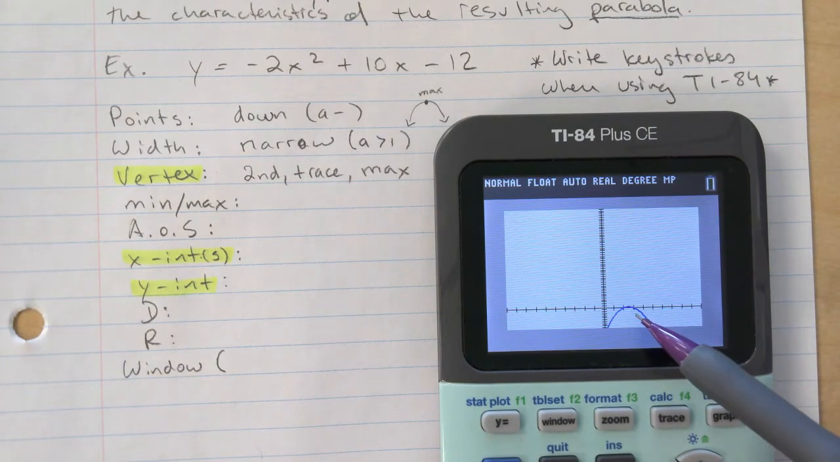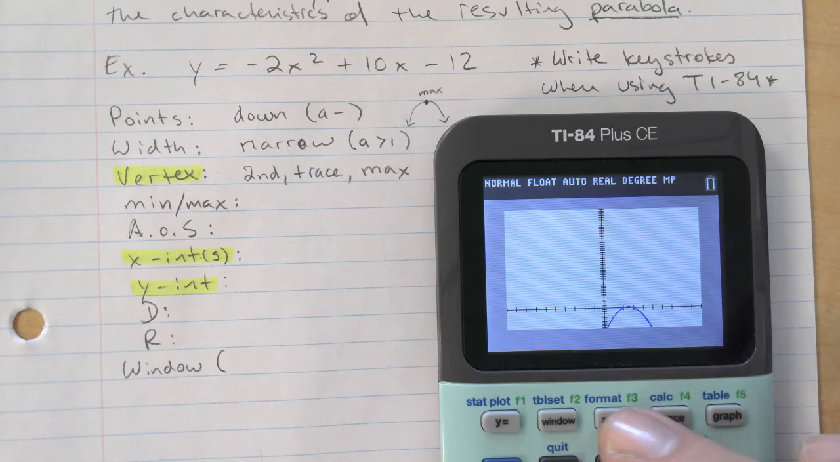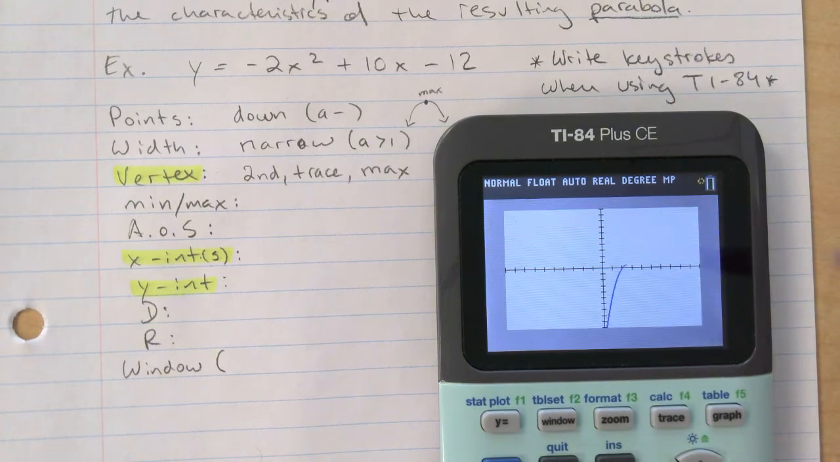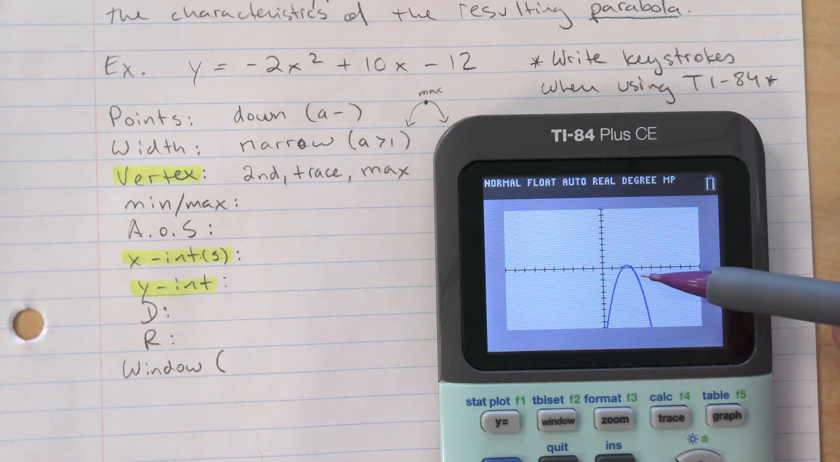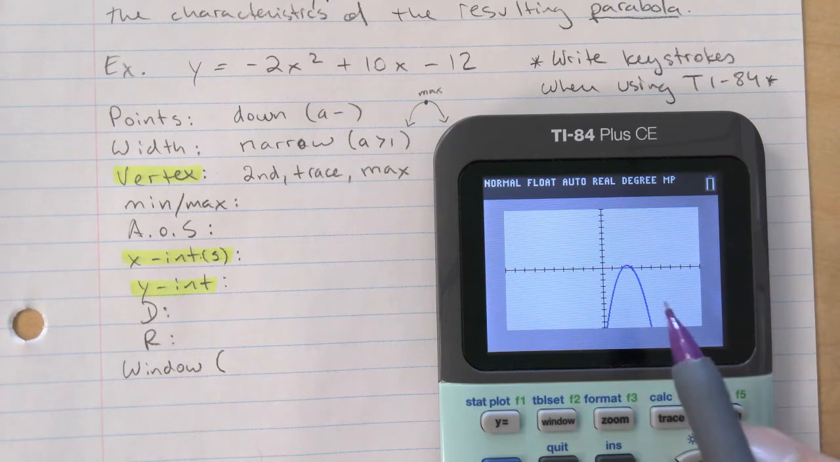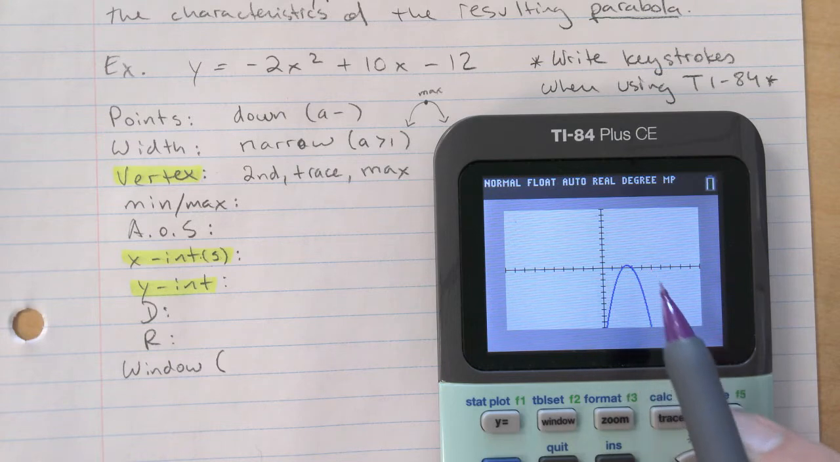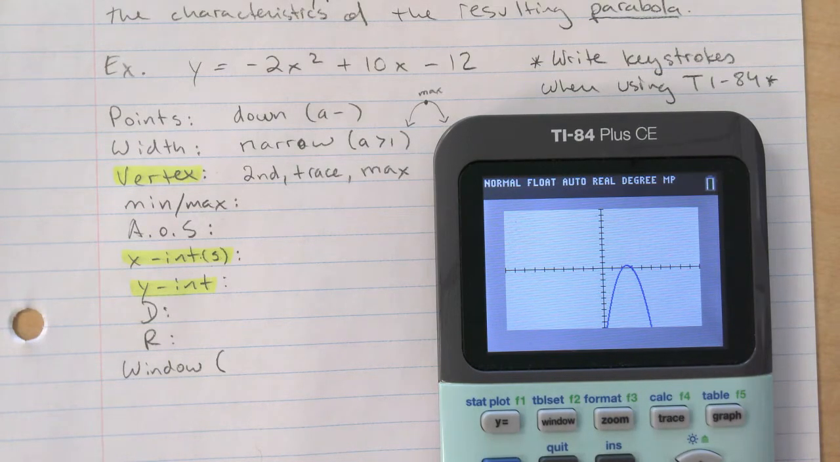Oh, and there it showed up, right? Just barely. So I'm going to go zoom 6. I'm going to reset my window. So zoom 6 does that for me. And if you're careful, you can see that it's just coming over the x-axis if you look carefully. Let's say you did not see it clearly. You can't really tell. It's there but not.